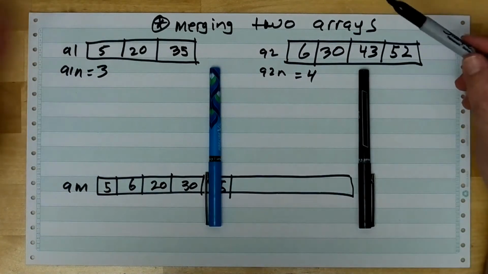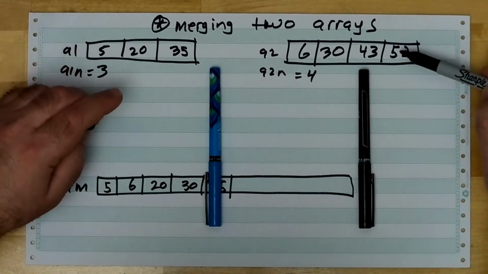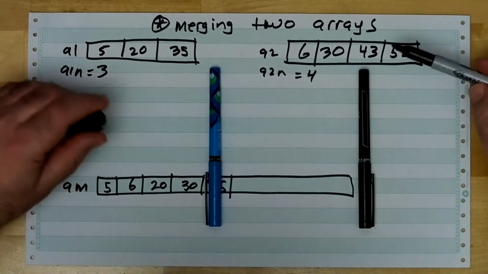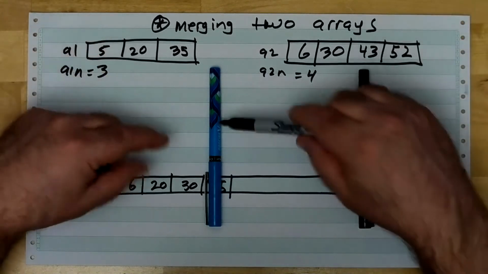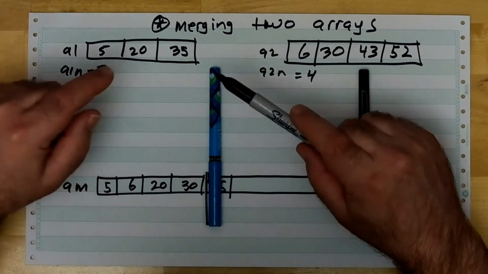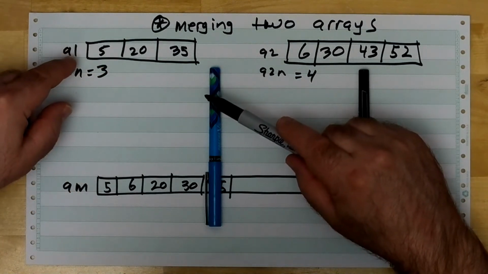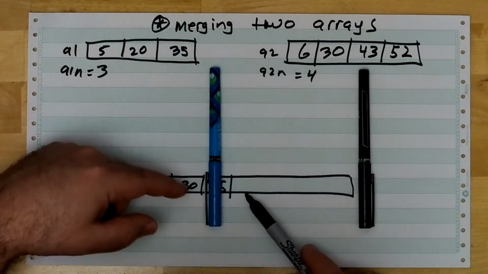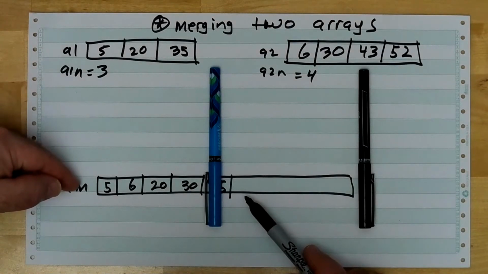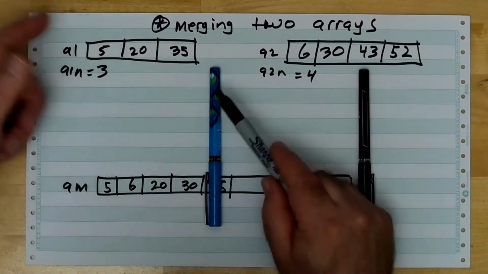Now, how do we clean this up? We still have elements over here. Well, what we can do is just write two simple loops. One that says, drain all the remaining elements from the A1 and copy them into AM, the merged list. And when that's done, and it's done right away.